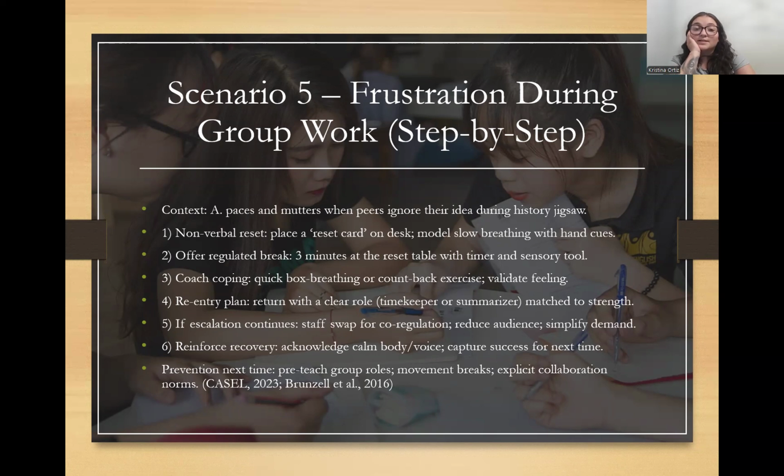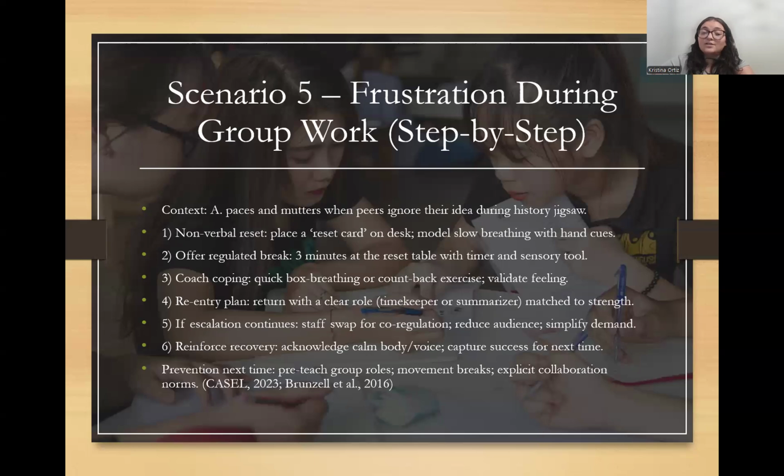Coping. Quick box breathing or count back exercise. Validate their feelings. Number 4, re-entry. Return with a clear role. You're going to be a timekeeper or a summarizer. Match that to your student's strength. Whoever has that strength, match it. Give them that role. If escalation continues, staff swap for co-regulation, reduce audience, simplify demand.